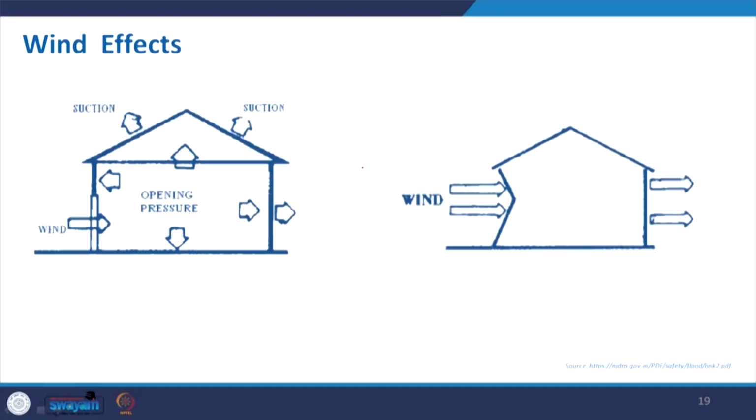Now, coming to the wind effect and different options. If we see this, the wind direction is from this side, and it can enter through this particular space, and then it will create suction to uplift the roof, and if we have another opening, it can go outside. But if it is restricted by a vertical wall, what we have mentioned as the windward wall, that will try to bend and then it will collapse.